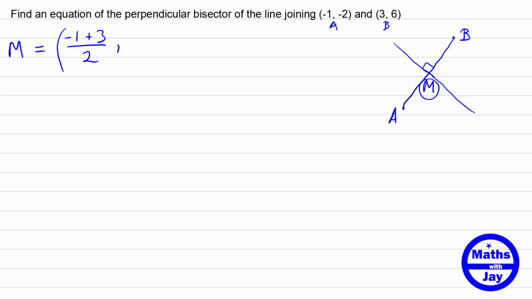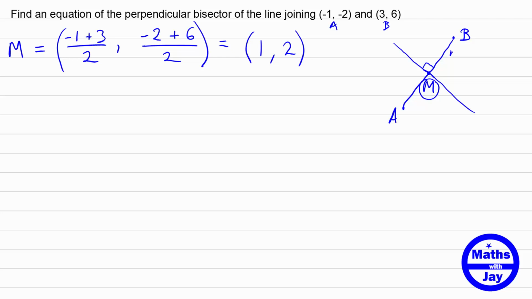And we do the same sort of thing for the y coordinates, the -2 and the 6. We want to know what's halfway between -2 and 6, so add them together and divide by 2. So the x coordinate is 3 minus 1, which is 2, divided by 2 is 1, and the y coordinate is 6 minus 2, which is 4, divided by 2 is 2. So the midpoint, our M, is the point (1, 2). So we've got a point on the line, and now we just need to find the gradient of the line.